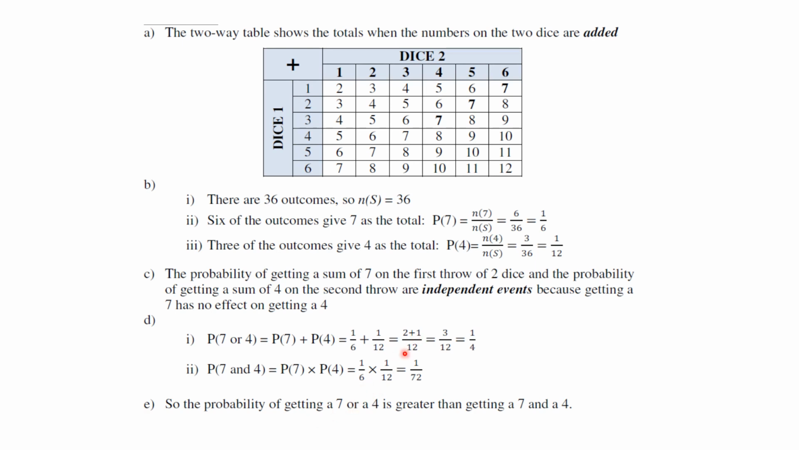So compare both of these. The probability of getting a 7 or a 4 is greater than getting a 7 and a 4. So obviously 1 over 4 is greater than 1 over 72 by comparison. Okay.